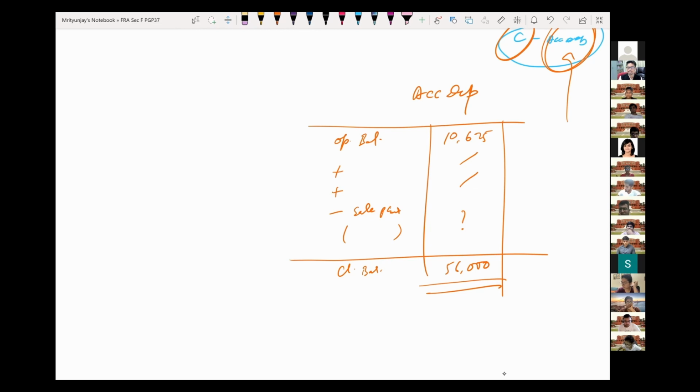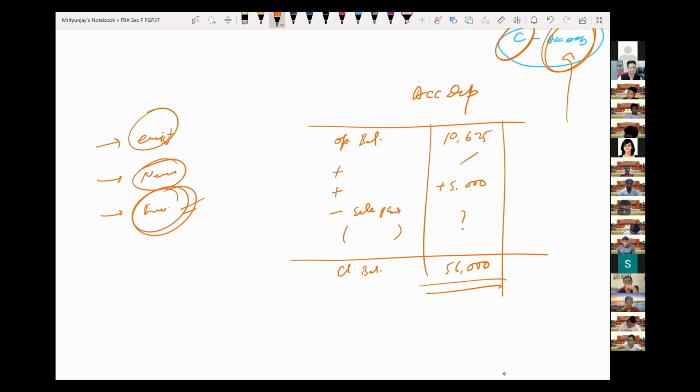Now, where will we find all of this information? Anybody? Basically, three reasons. One is the existing asset, one is the new asset, and one is the depreciation on inventory. Where will we find this information? For inventory, we already have it available. It is said that 5,000 is the depreciation. So add 5,000. How about depreciation on existing assets and depreciation on the new asset?